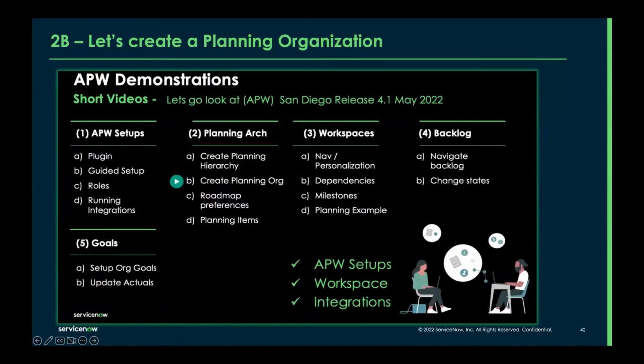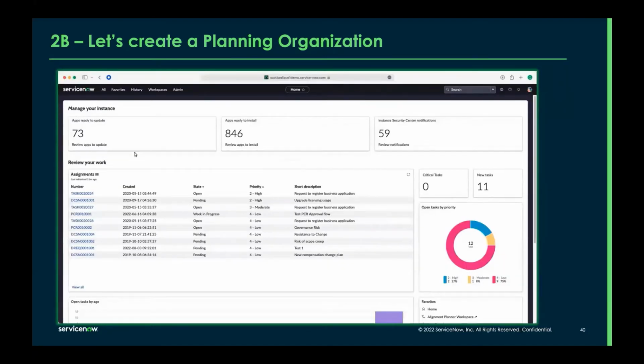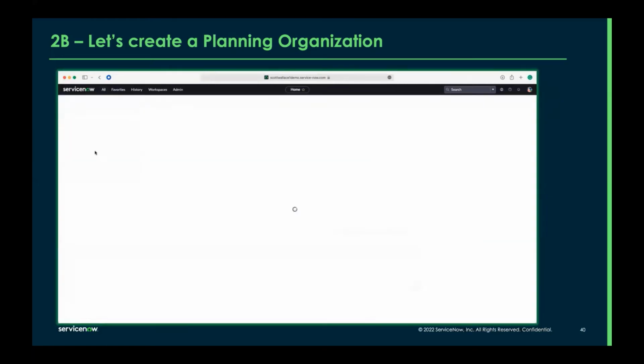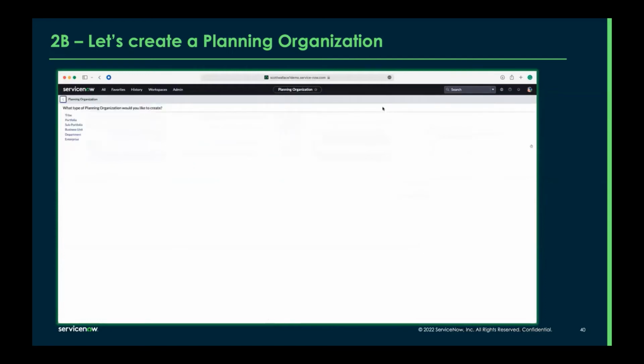So the next one, let's go on to the planning org. Now that we've created how we want to plan, and we're doing hybrid planning here, let's create an organization, the structure around who's going to be doing the planning. So again, go to alignment, go down to your organization. You could do this through guided setup too, a couple of different ways to do it. But here I'm going to do an organization, and I'm going to do a portfolio.